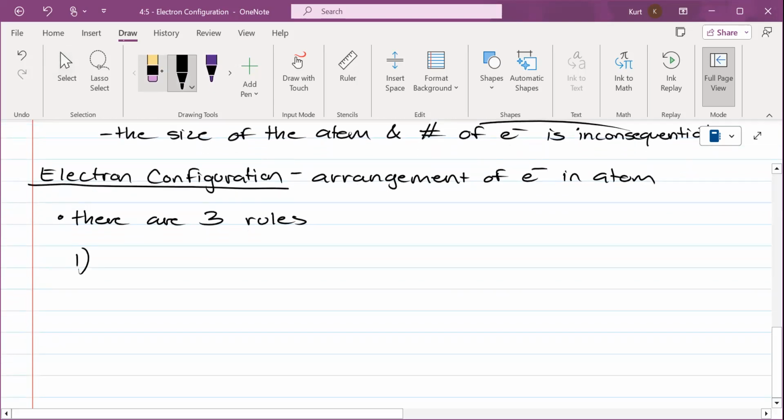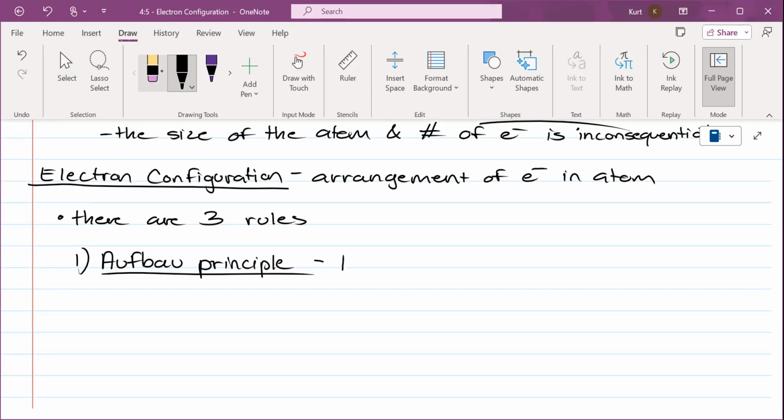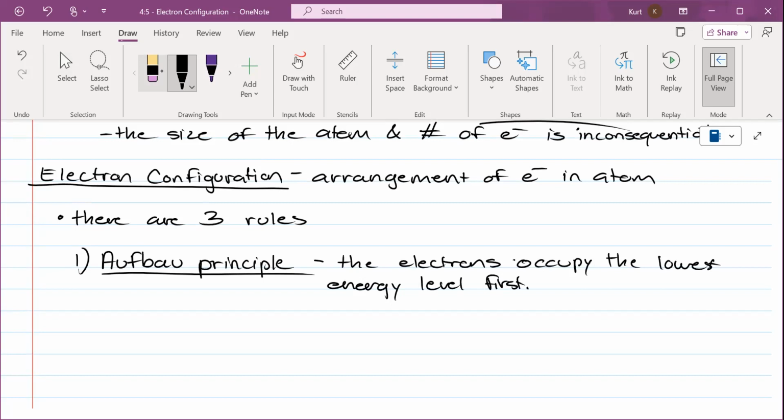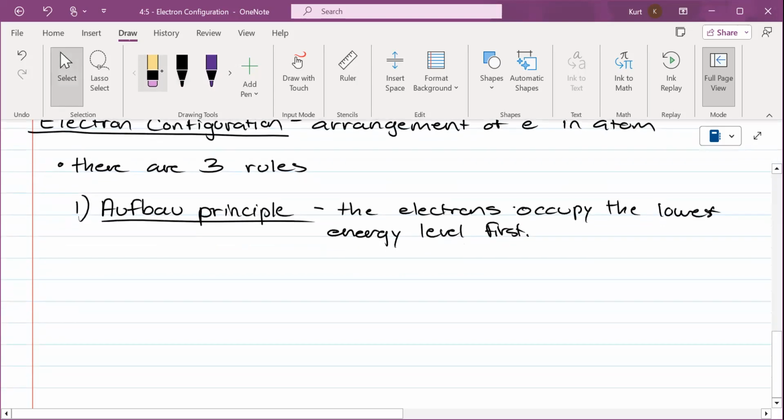Number one, these are also vocab terms. The Aufbau principle. This states that the electrons occupy the lowest energy level first. So what this generally means in plain English is whenever you are doing an electron configuration, no matter what element I assign you, you have to start from the very beginning.